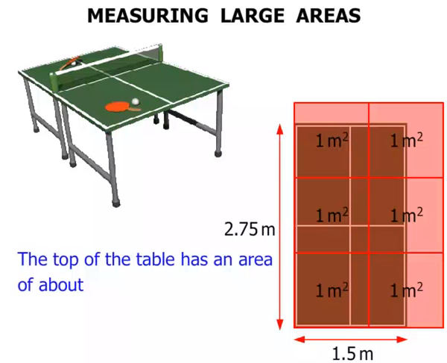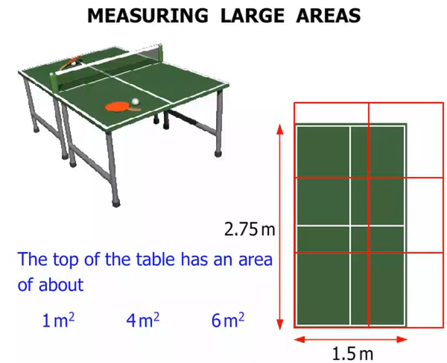So, the top of the table has an area of about, we've got a few to choose from, 1 square meter, 4 square meters, or 6 square meters. We've got to work out the correct answer. Well, let's have a look at the ones that are complete square meters. That area there is a complete square meter, so I'm going to count that. That one there also, we'll count that as a complete square meter.